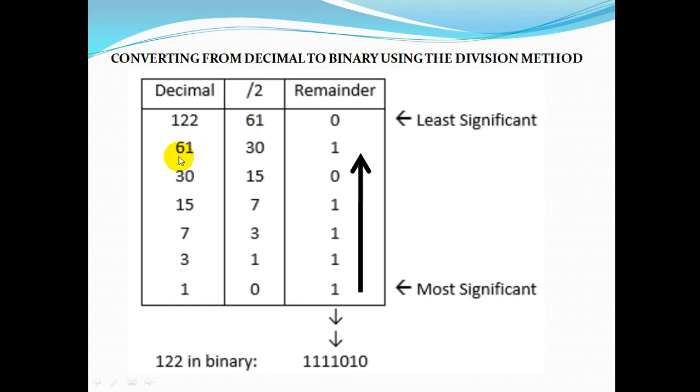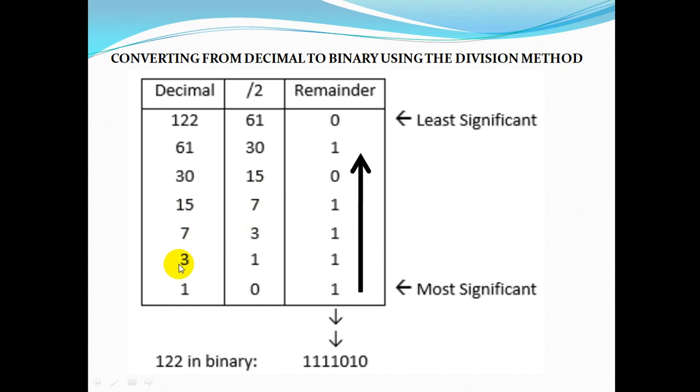Now you bring your 61 down to this point, divide it by 2 again. You're going to have 30, which is 60, remainder 1. You write the remainder here. You bring your 30 down to this point. Now you divide 30 by 2, you're going to have 15, remainder 0. You bring your 15 down, you divide it by 2, you have 7 times, remainder 1. So you write the remainder 1 here. You bring your 7 down, divide it by 2 again, you have 3, remainder 1.